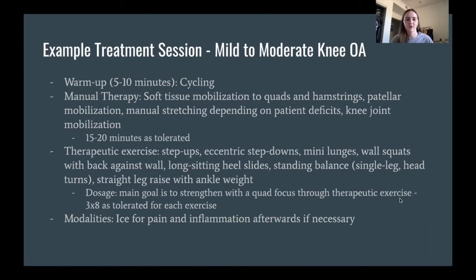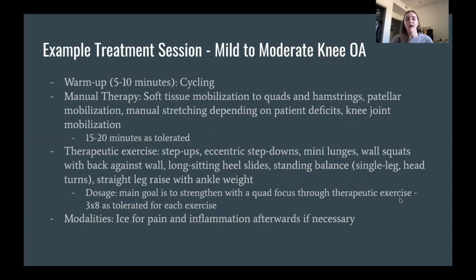And then we're going to transition into the therapeutic exercise. And we're going to look at step ups, step downs, mini lunges, wall squats, heel slides, standing balance, and the straight leg raise with the ankle weight. And for step ups here, we're going to start with a smaller height and work up to that. We really want to focus on the functional movement first, and then transition into that higher height.